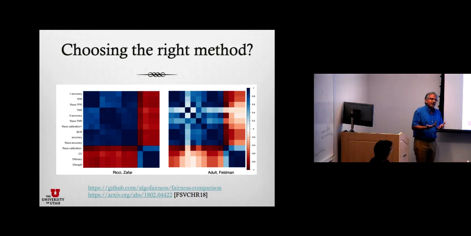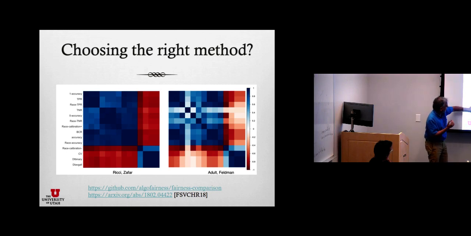What we decided to look at was, okay, there are these 21 different definitions of fairness. How well do they correlate with each other across different data sets, different ways of initializing, different ways of achieving fairness? And so these are, again, two different data sets, two different algorithms, and different measures of fairness. And what you roughly see is a fair degree of correlation, positive correlation in blue, negative correlation in red, between different groups of measures.